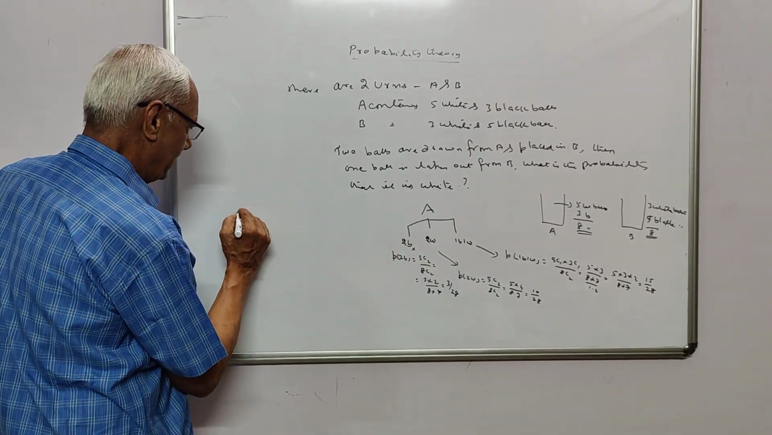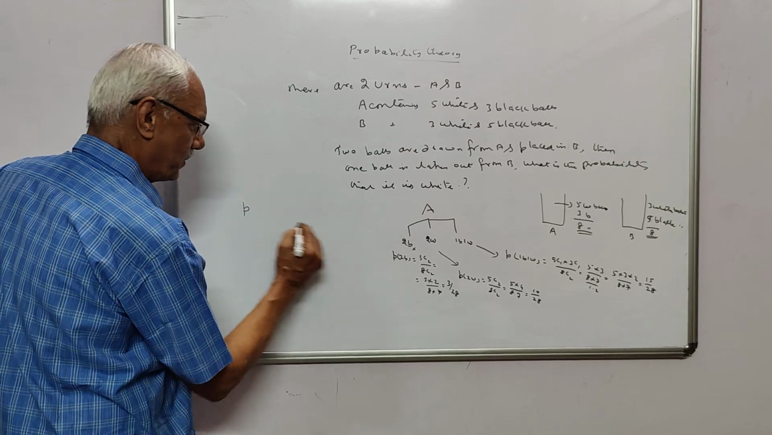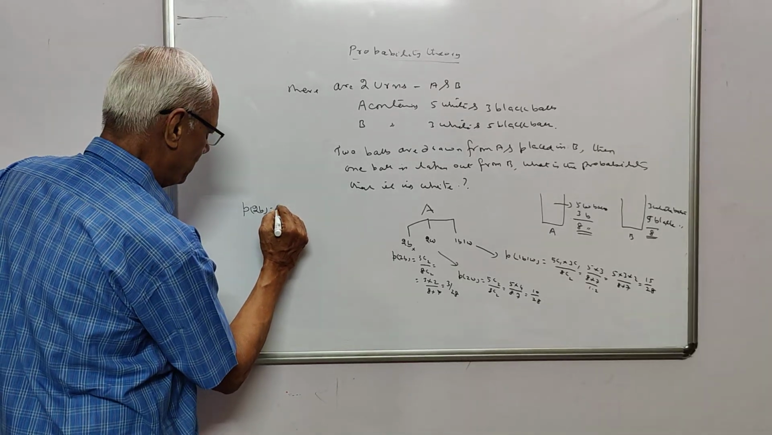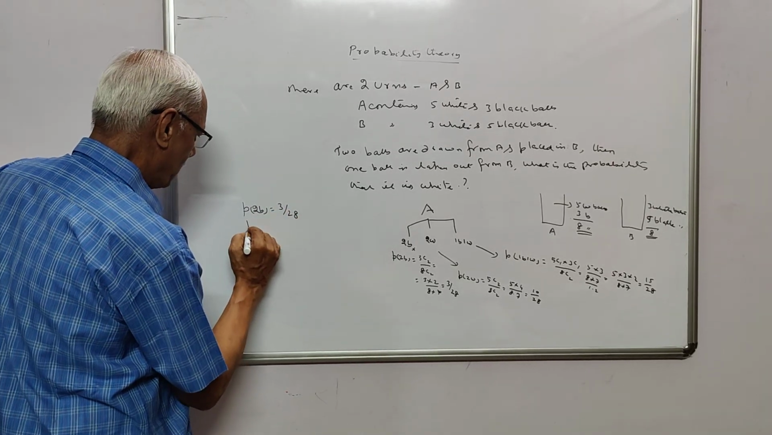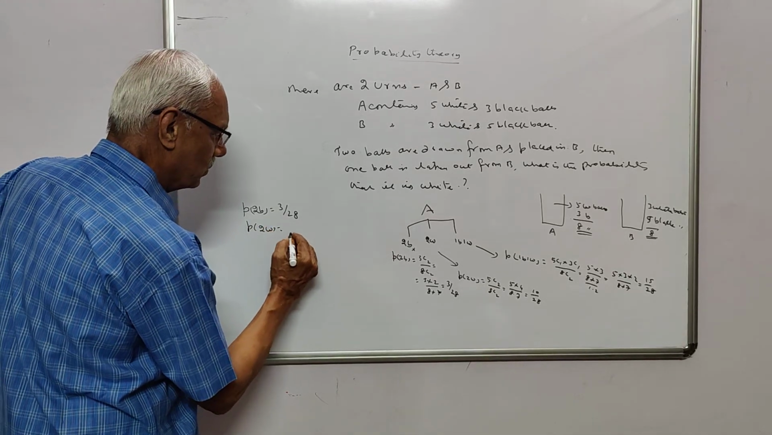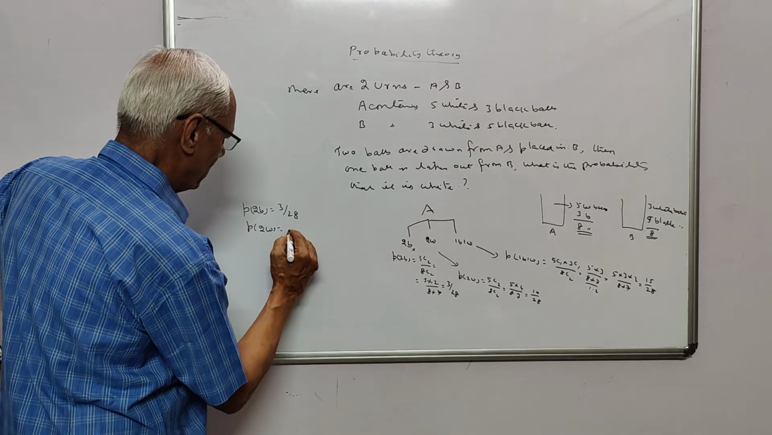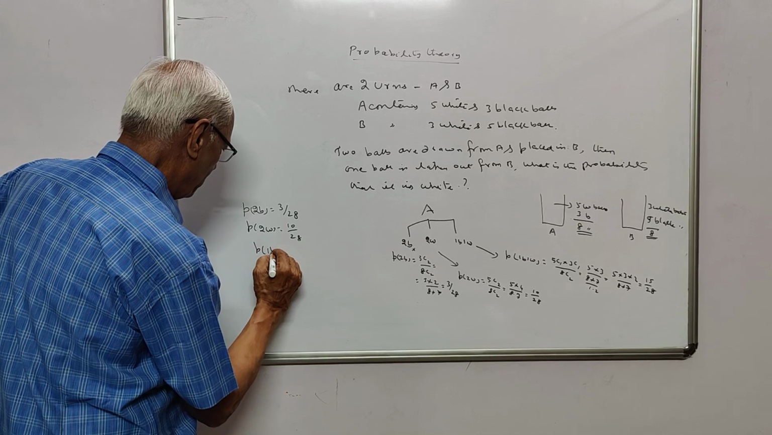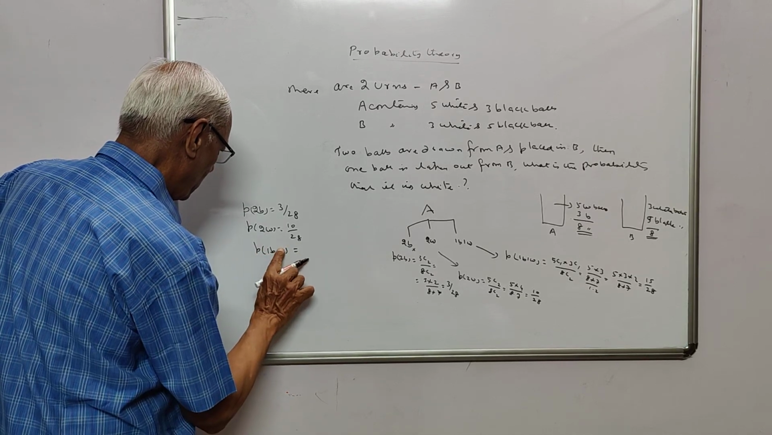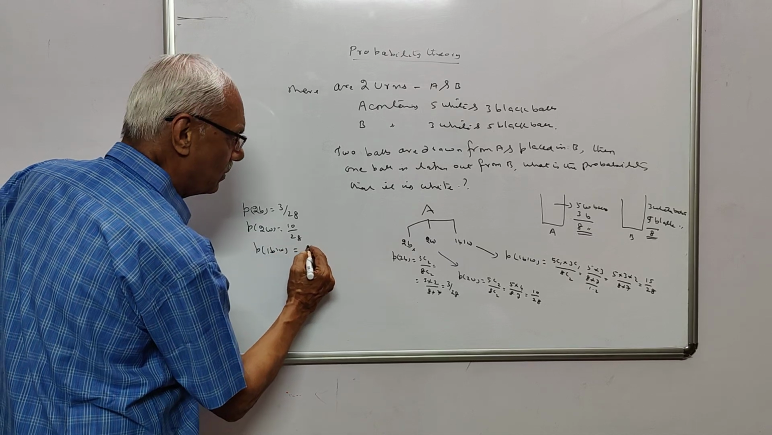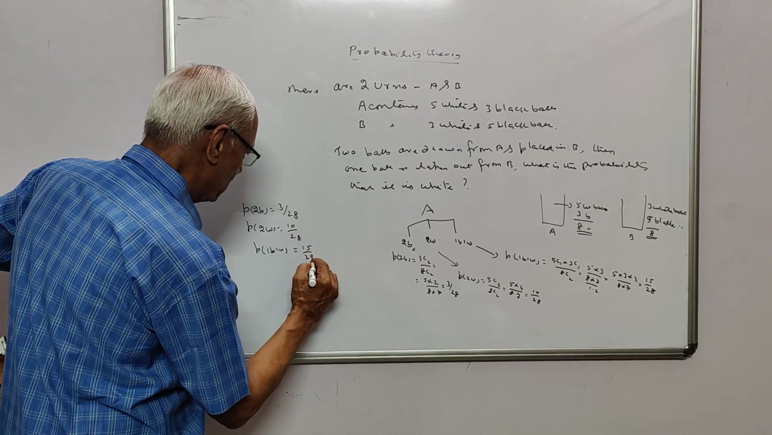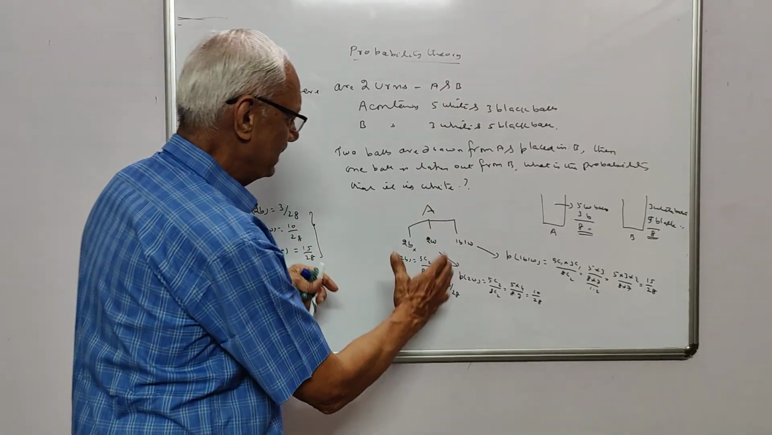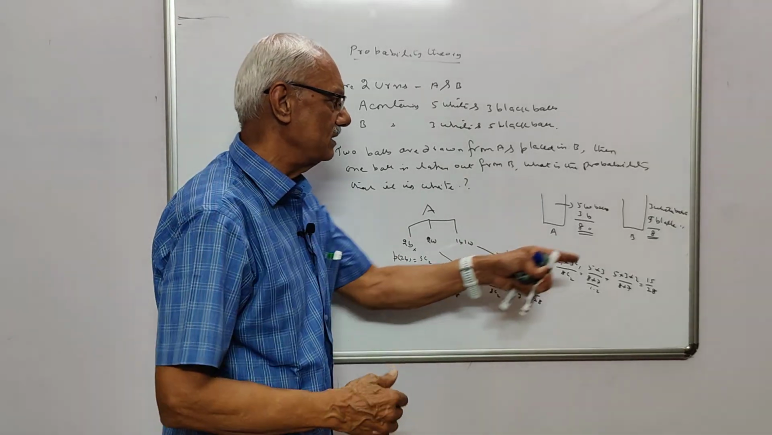So if you want, I can just continue like this. That means I will write here: probability of 2B is equal to 3 by 28, probability of 2W is equal to 10 by 28, and probability of 1B, 1W is equal to 15 by 28. So in this way, this will come and fall in this particular.